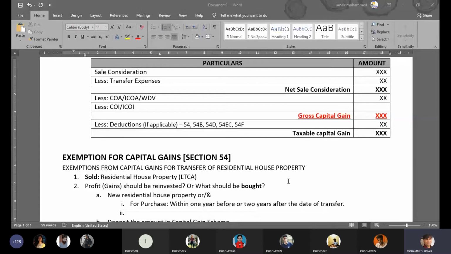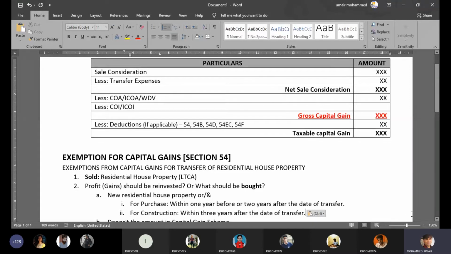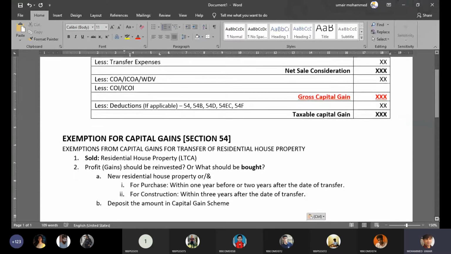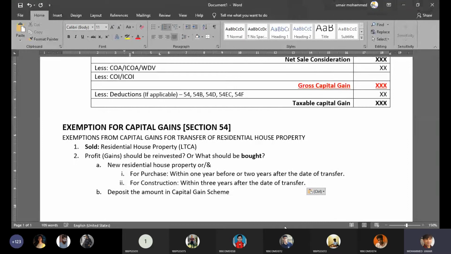But what if you say, no, I don't want to buy a house, I want to construct on my own? For that also the option is available. If you want to construct your own house property, then you are given 3 years' time to do so. So that's the condition. Either take 1 year before or 2 years after the transfer to purchase the house.